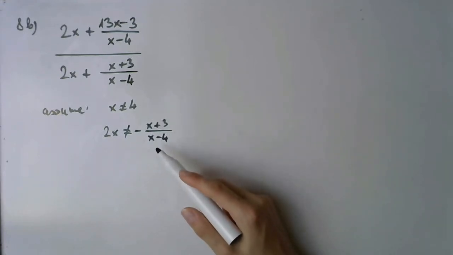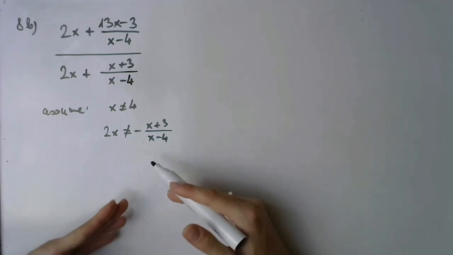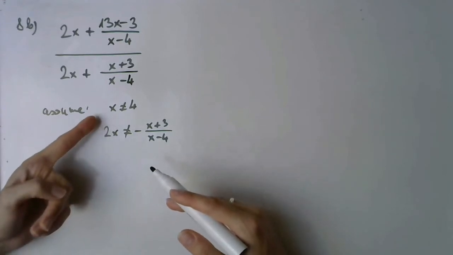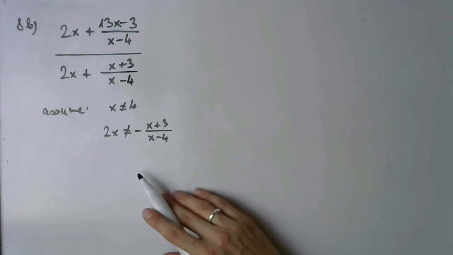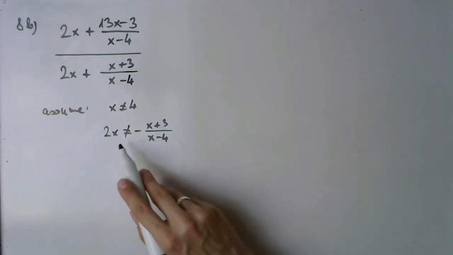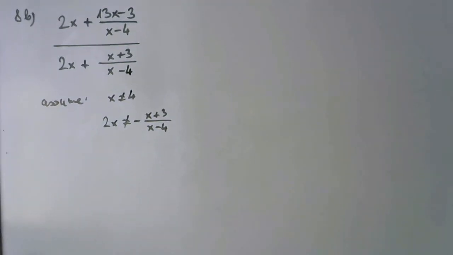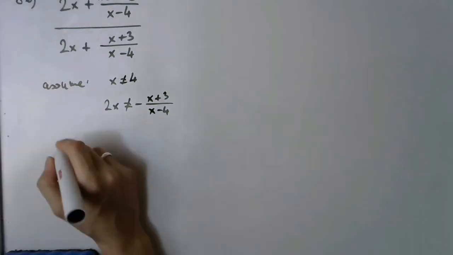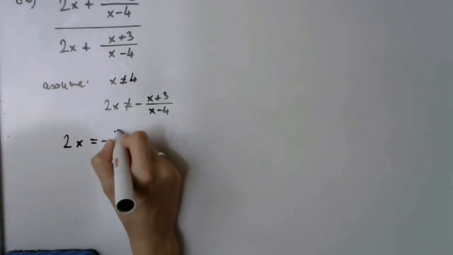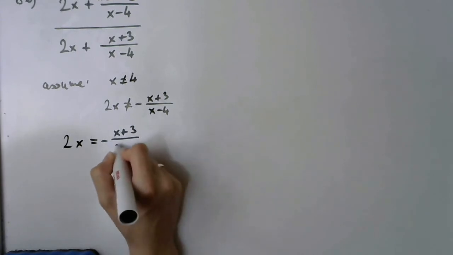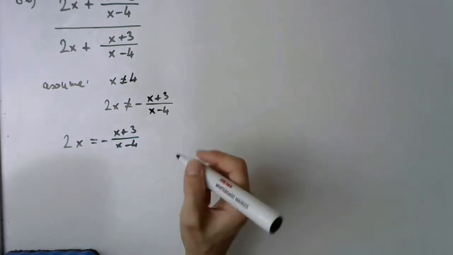The problem with this is that the assumptions are always telling us something about x. For example, x does not equal 4, or maybe x is greater than 0. We should find a way to get more information out of this expression. So, well, let's solve this equation. 2 times x equals negative x plus 3 divided by x minus 4. We have already assumed that x does not equal 4.